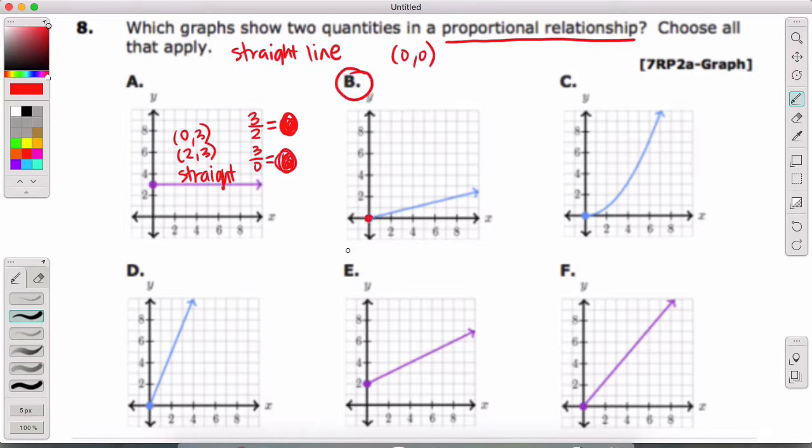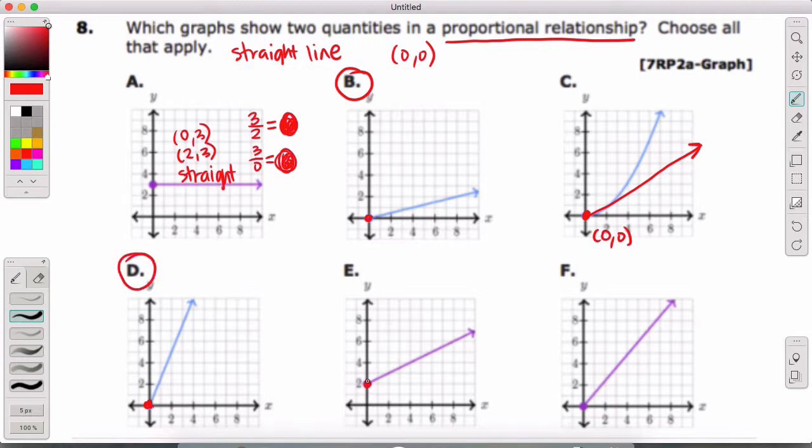This one is proportional. On this one, it does go through the origin. Great. It's one of our requirements, but is it a straight line? Notice how it starts to curve up, up, up, up, up. That straight line would have looked like this, for example, if I'd done a really good job. That is not a straight line, so that one's not proportional. This one has a point at 0, 0, or a solution at 0, 0, and is a straight line, so yes, that one is proportional.